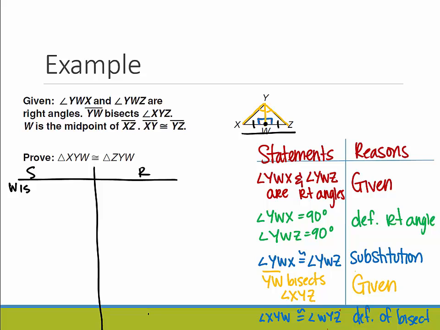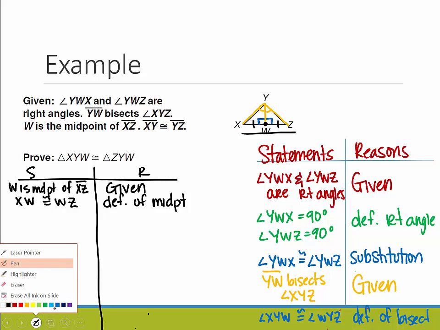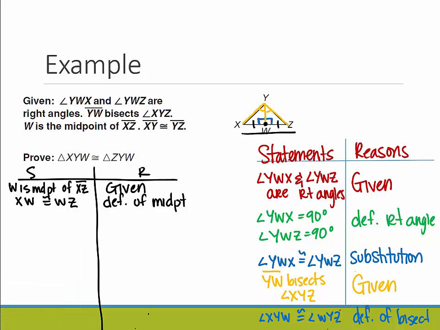So W is the midpoint of XZ. That's given to us again. And that means that XW has to be congruent to WZ. And that's by the definition of midpoint. So we have two angles and one side so far that's congruent. And then they tell us one more piece of information, that XY is congruent to YZ.